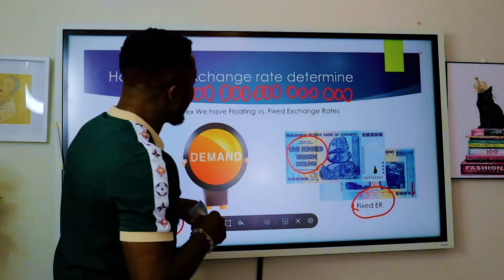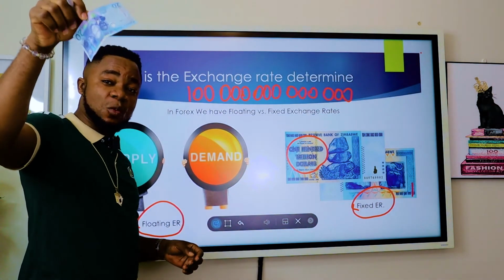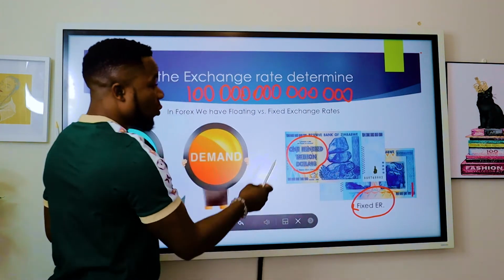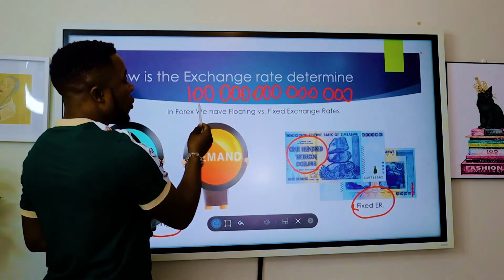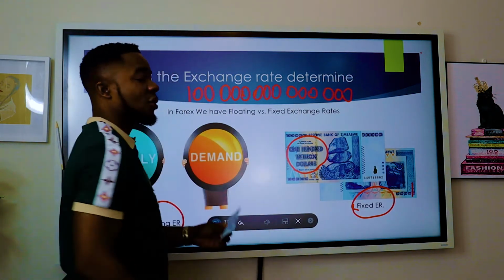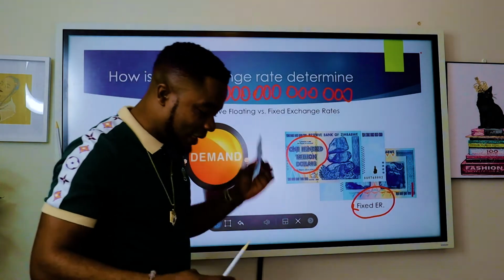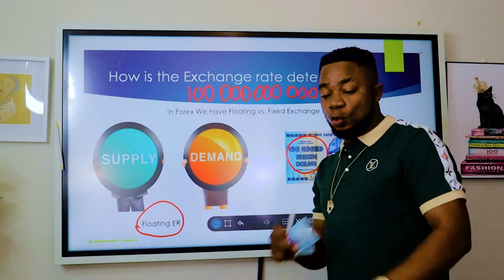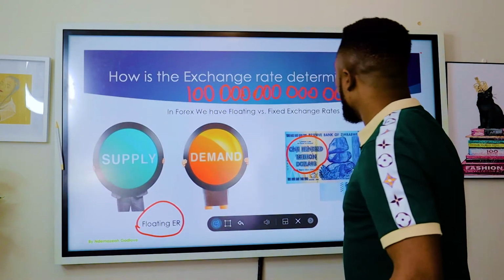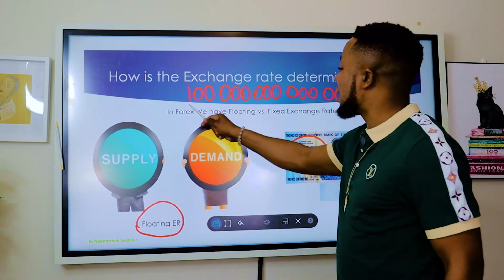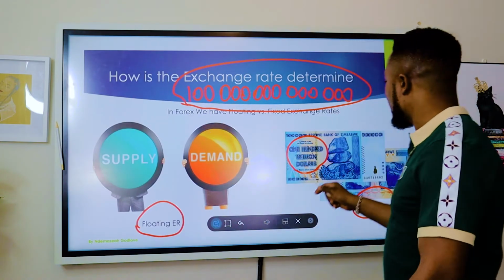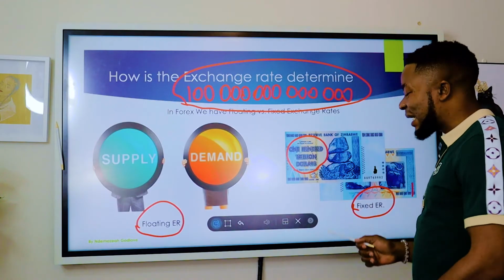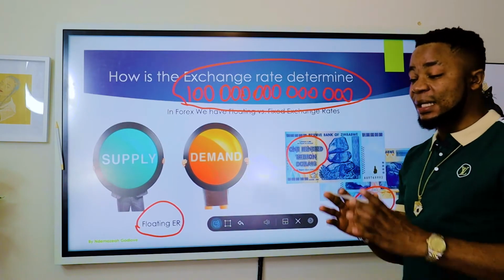In Zimbabwe, with just one note like this, you have $100 trillion. This is a Zimbabwean note. That is an example of a currency that is super inflated. And most of those currencies, like this example, which on one note you have $100 trillion, their rates are determined by fixed. Their rates are determined by fixed.